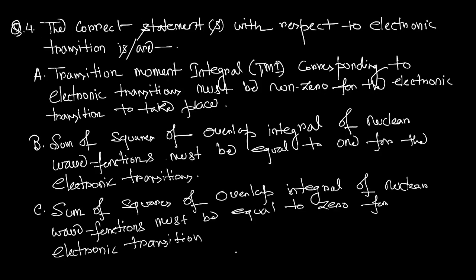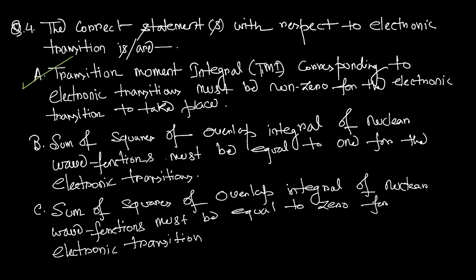This question is talking about electronic excitation. The first option is that the transition moment integral corresponding to the electronic transition must be non-zero for the electronic transition to take place. It is a very straightforward and correct option. Otherwise, if it's zero, then there will be no transition.